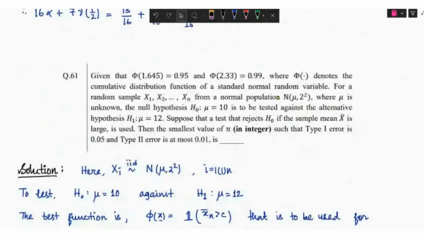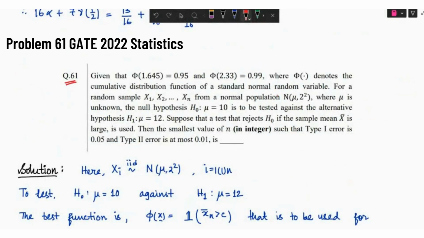Okay. So let us now focus on question number 61. Here the problem says that for a random sample X1, X2, ..., Xn obtained from a normal population, normal(mu, 2 square), mu is the unknown parameter, which is the mean of the normal distribution, and the null hypothesis is H0: mu equal to 10, to be tested against the alternative H1: mu equal to 12.